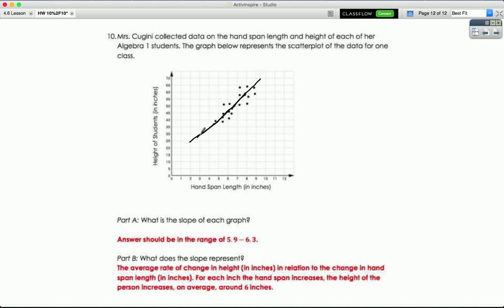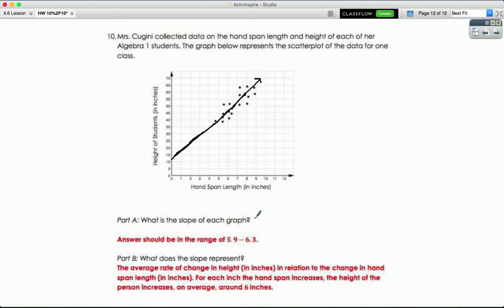So, for example, you want to draw it preferably with a ruler and not freehand, and you want to try and make sure you have the same number of dots above as below. So here I've got 1, 2, 3, 4, 5, 6, 7, and 1, 2, 3, 4, 5, 6, 7, 8. It's close. I've got one more below than above, but I just kind of eyeballed it and tried to draw it through the middle of the data and saw how much it went up over how much it went over. And so you should just do that, find some clean points, find your rate of change, and it should fall within this range. Part B, what does the slope represent?